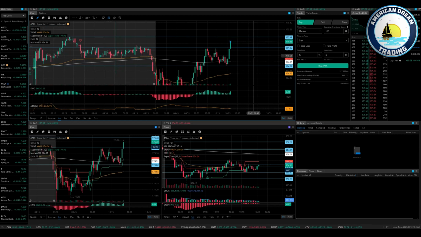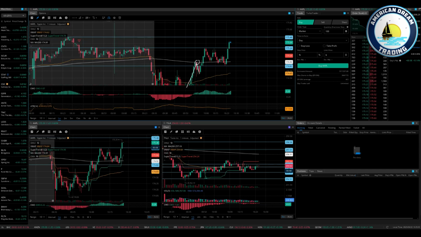So again, nice trade there. I mean, look at this. This is all really textbook for a scalper. Comes up, there's your 200. 200 is resistance. So what would we buy there? A put.